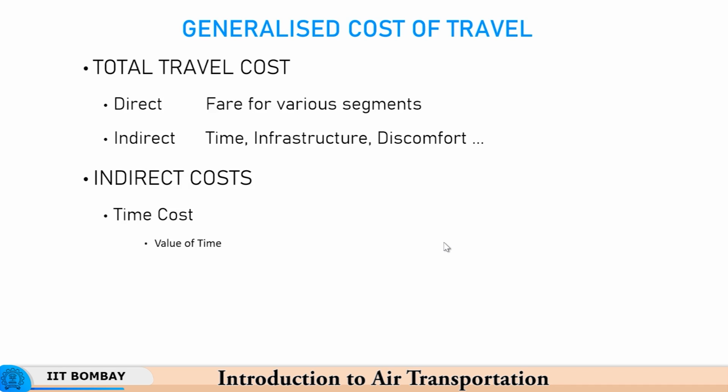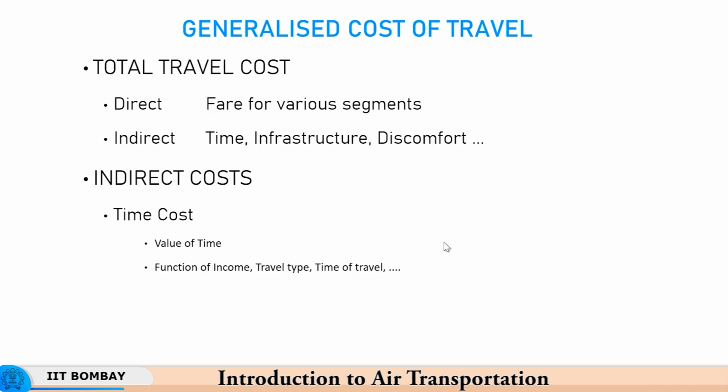So, time cost, as I mentioned, depends on how much is the value of time of a passenger. The more time you spend in travel, the higher will be the time cost. So, the value of time is a function of the income of the passenger. People who have higher income levels may be more sensitive about the time spent in travel. They would prefer, even if it is a bit more expensive, to go by a mode that takes less time.